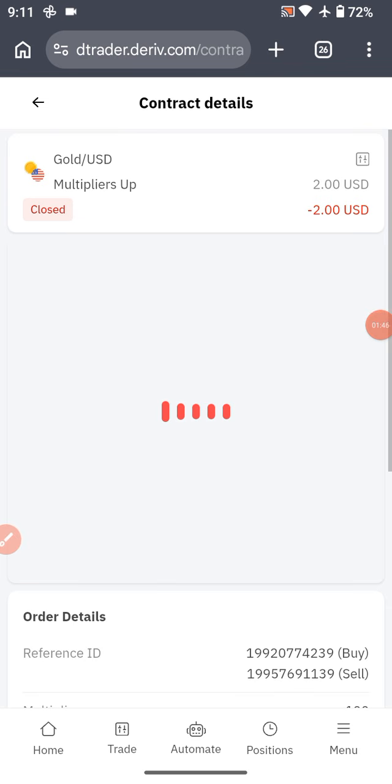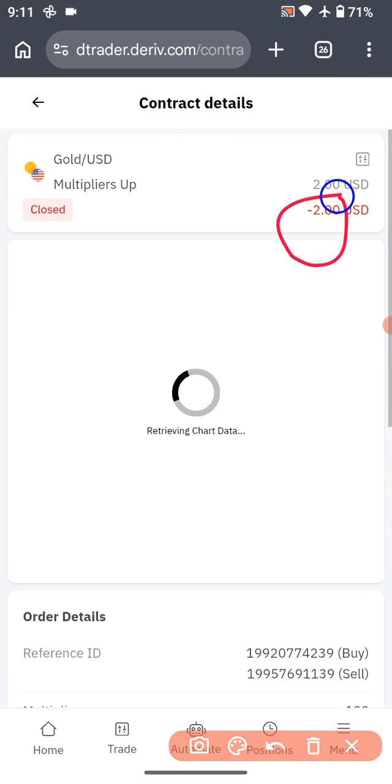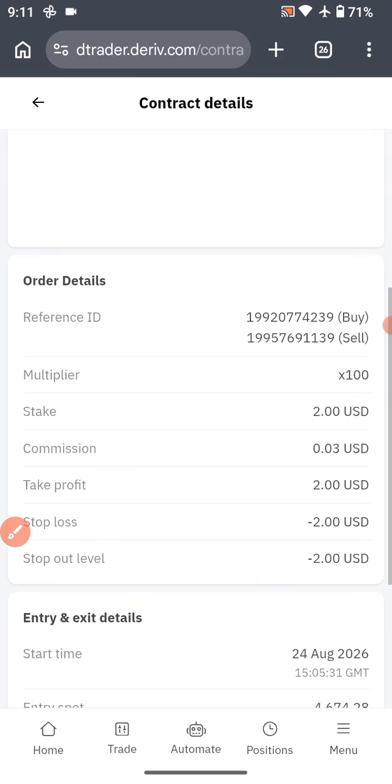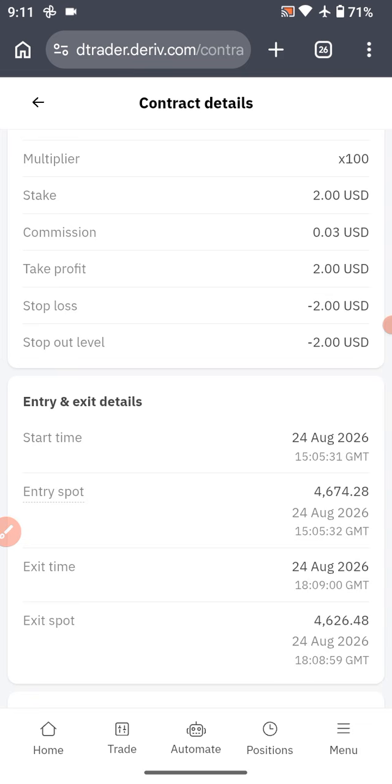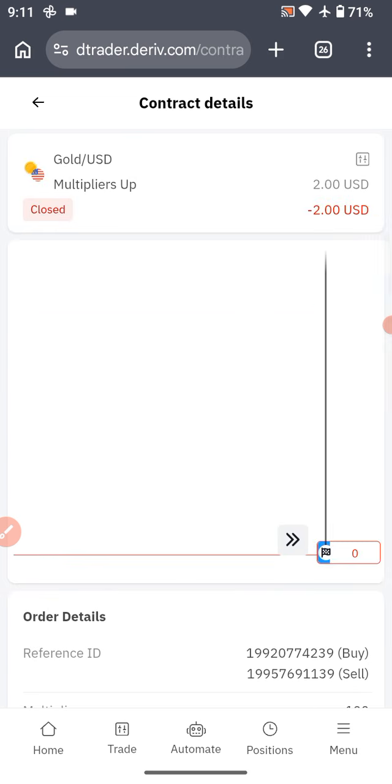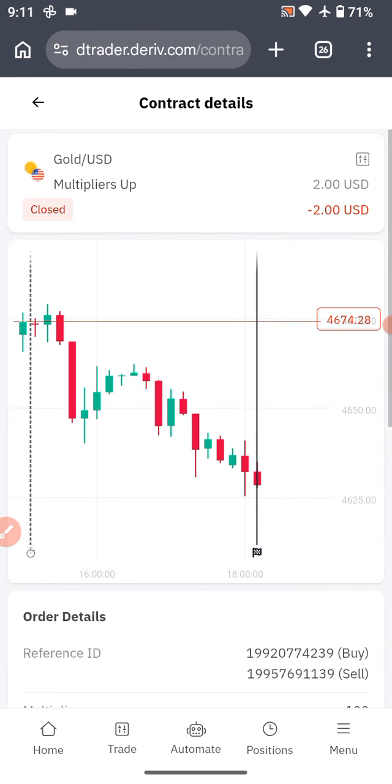When it is done, yes, this is the trade we took on gold, and yes, as you can see on the screen, the trade was a loss, and it's closed right now. And you see the time we traded it. It was traded in the afternoon at 3:05 p.m. and that was very bad. Let me take you back to our account balance.